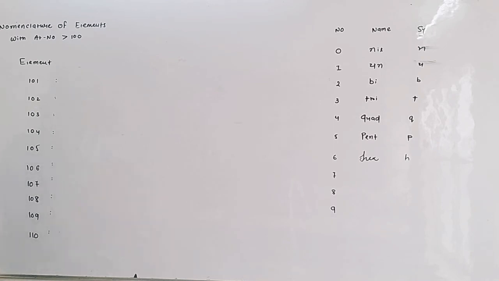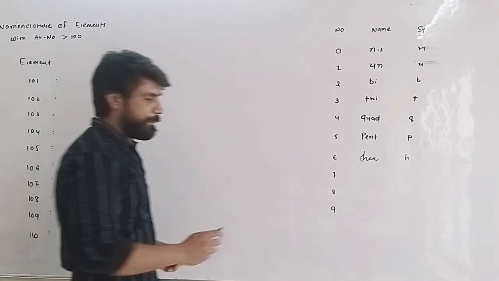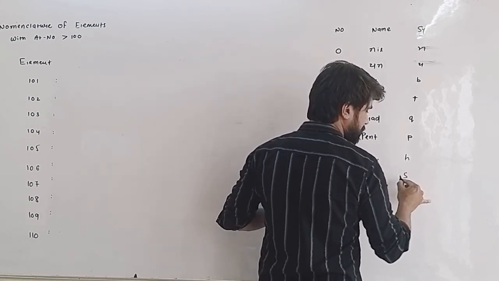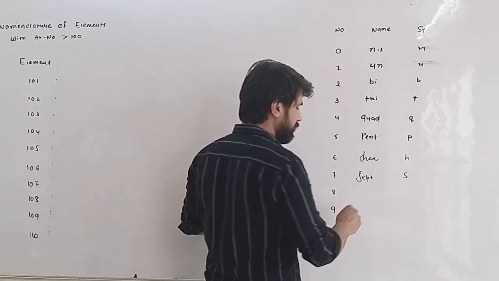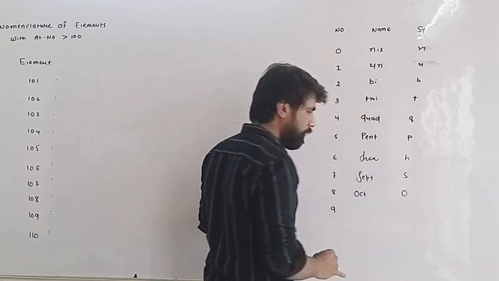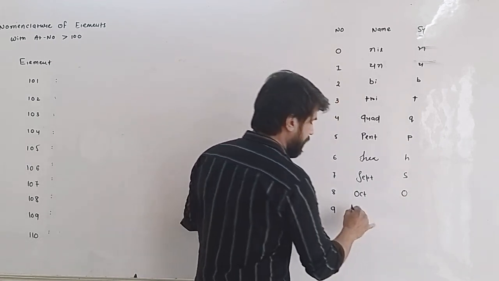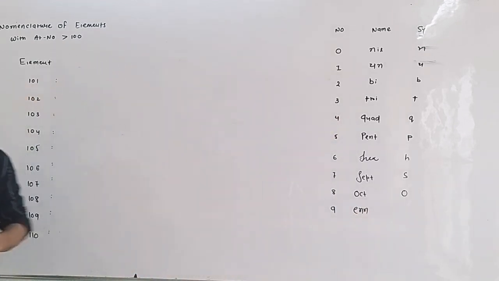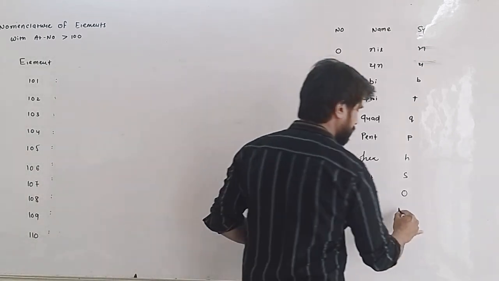Then seventh is named sept. Sept means S. Okay. Then 8 is named oct. Oct means the symbol is O. Okay. And 9 is named enn, E-double-N. Are you getting me? And the symbol is E.